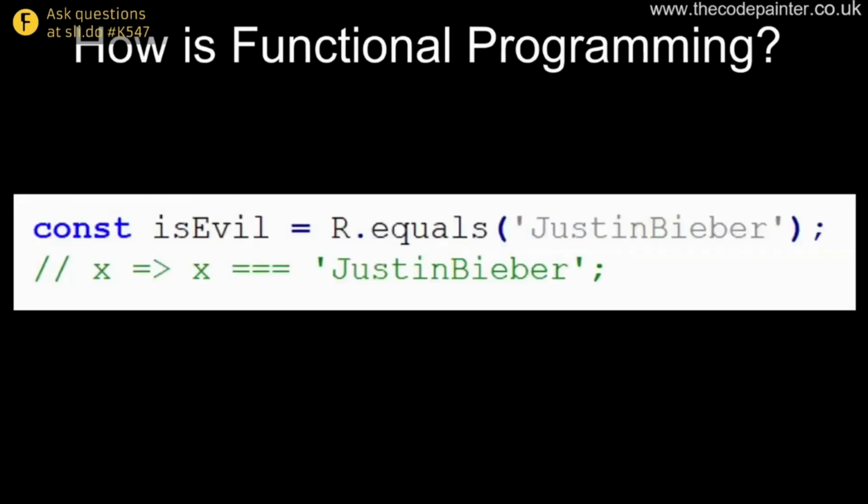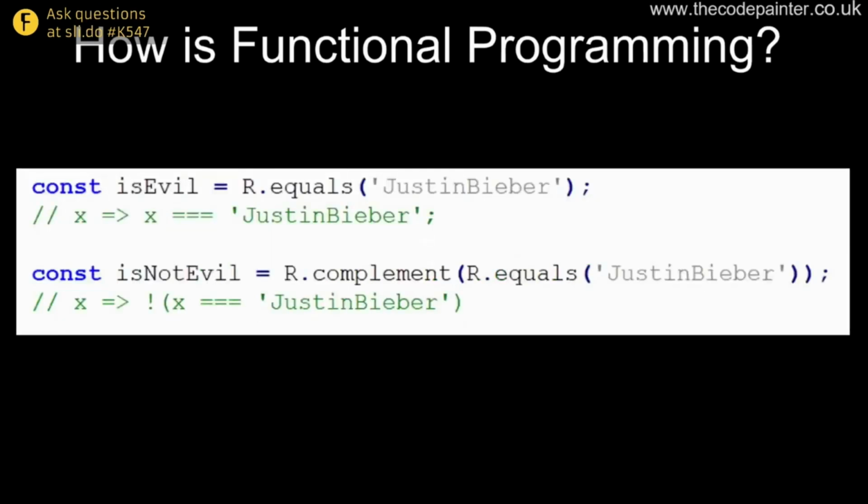That last bit, sorry, is easy. A function in Ramda to determine whether something equals Justin Bieber is easy. That's just r.equals. So this again is a curried function. Whatever you pass into it, it will evaluate against this and tell you whether or not it's the same. This is what we've actually generated behind the scenes.